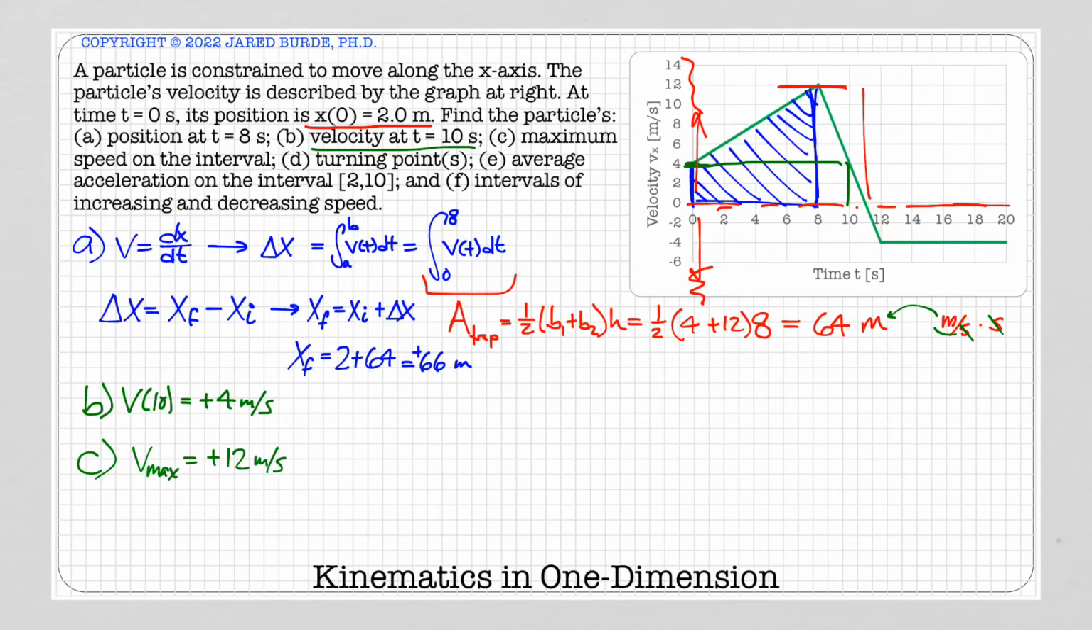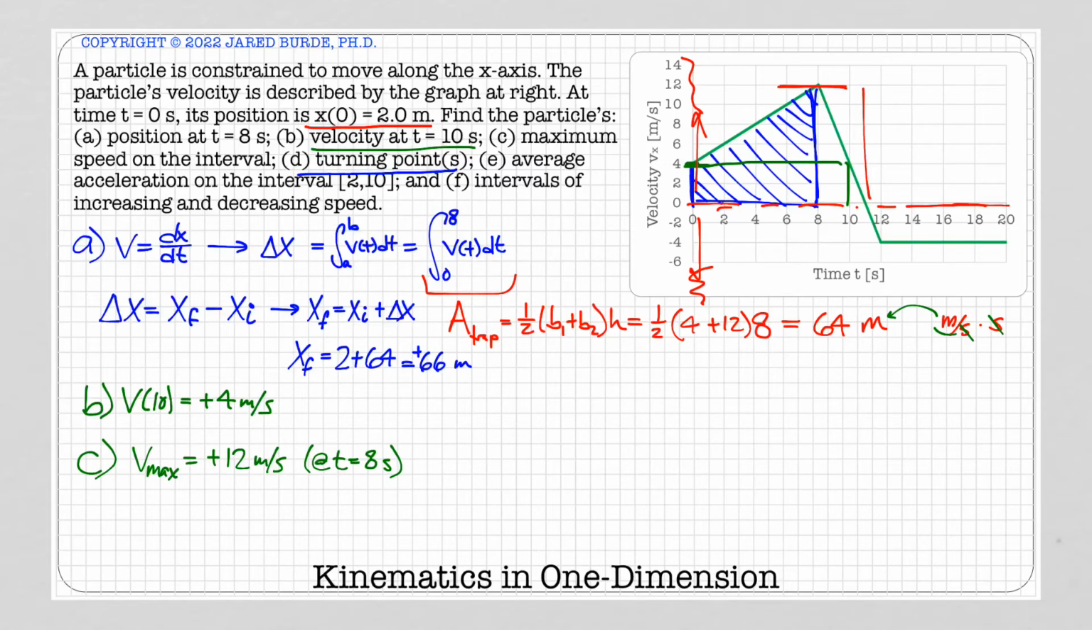My maximum speed is 12 meters per second, and that happens at t equals 8 seconds. If I need to know that for some reason, I can go ahead and record all of that. The next thing I'm looking for are the turning points. The turning points are where the particle turns around, when it changes direction.